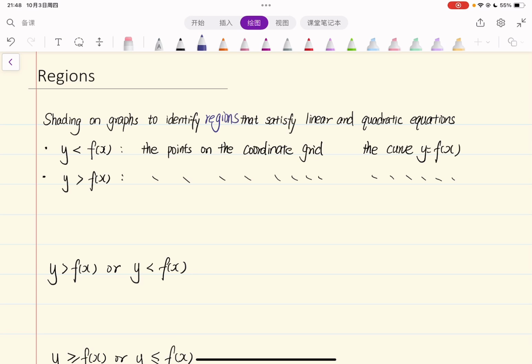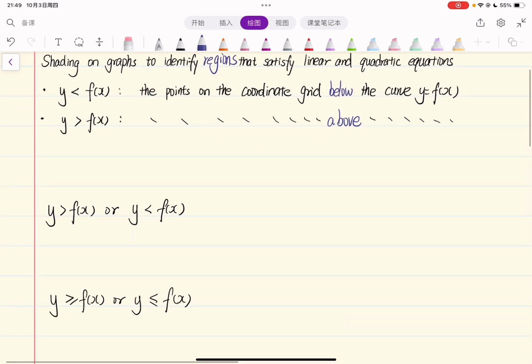When you see y less than f(x), it asks you to find the points on the coordinate grid below the curve y equals f(x). Similarly, y greater than f(x) asks you to find the points on the coordinate grid above the curve. Those are the two ways to shade the regions on the graphs.